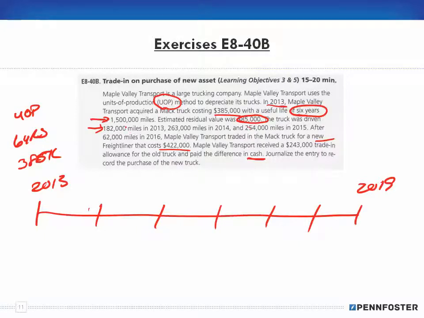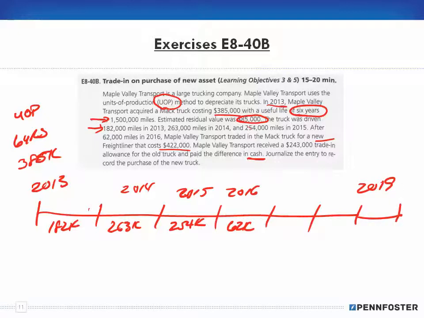So in 2013, they used 182,000 miles. In 2014, 263. In 2015, 254. And in 2016, 62,000. So this is 2013, 2014, 2015, 2016. I got this all messed up here, right? Let me do it like this. So in 2016, that's all that's really important, because this should be at the end, not at the beginning. This should all be bumped over. But anyway, they used 62,000 miles in 2016.